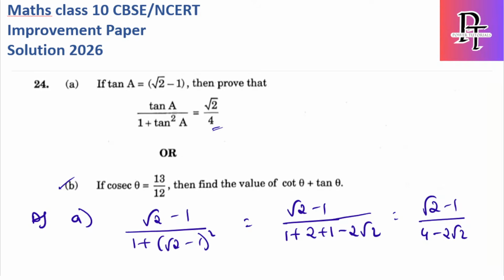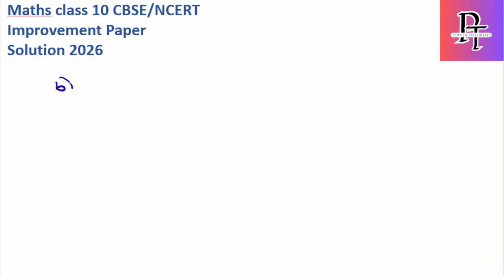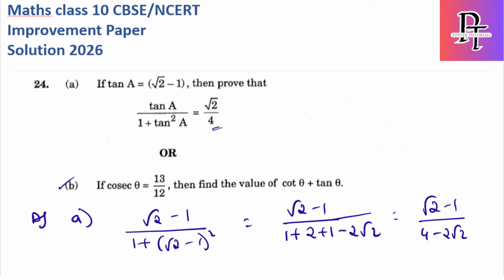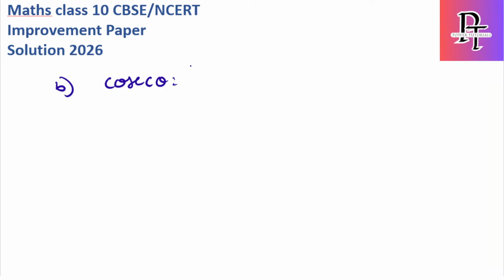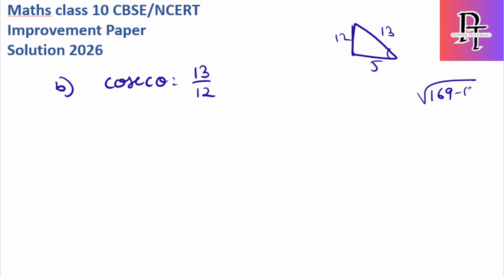What about the second, B? Let's solve it. Cosecant theta they have provided as 13 by 12. Cosecant theta is 13 by 12. So I'll draw a right angle triangle here. This is theta. Cosecant is hypotenuse by opposite side. So this is the hypotenuse, this is the opposite side. This I will get as 5. I'll show you how, because 13 square is 169 minus 144, which is the root of 25. The root of 25 is 5.